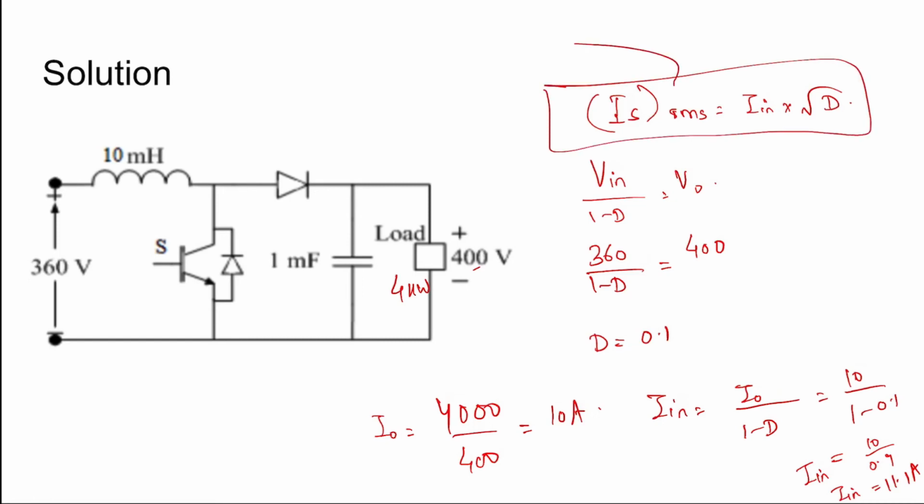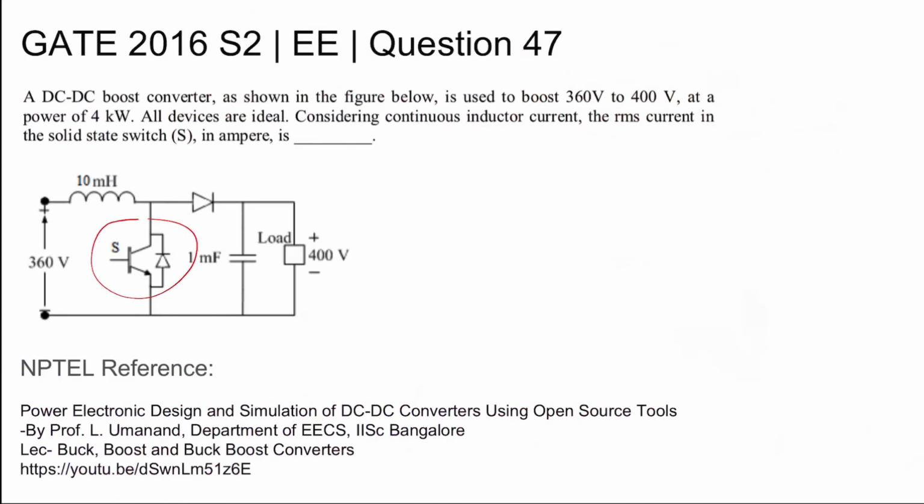Now we know I input is 11.1 amperes. So we just need to replace the values here. The I switch RMS, which is to be found out, is coming out as I in is 11.1 into root 0.1, which is coming out as 3.5 amperes. So the answer is 3.5 amperes.